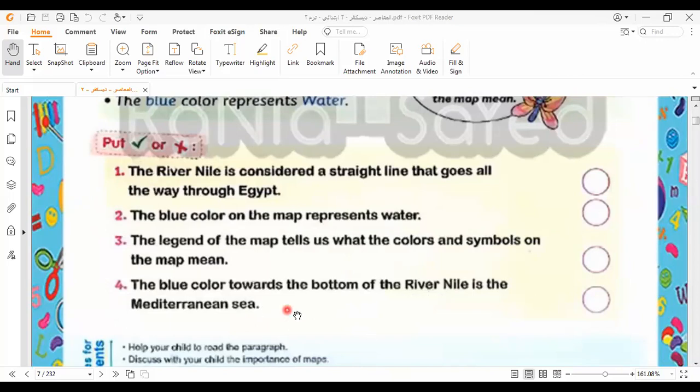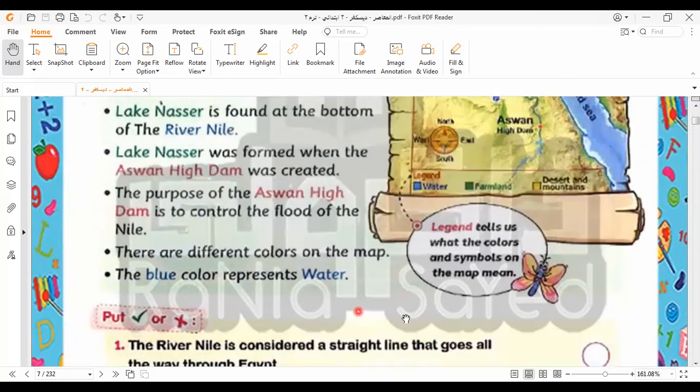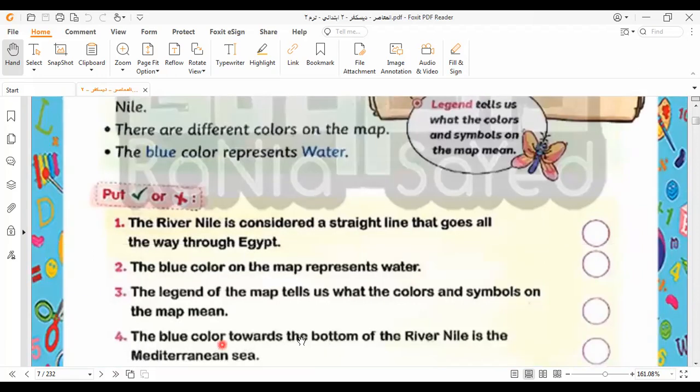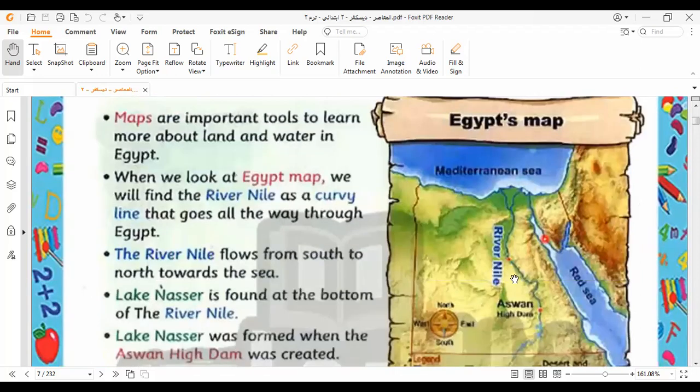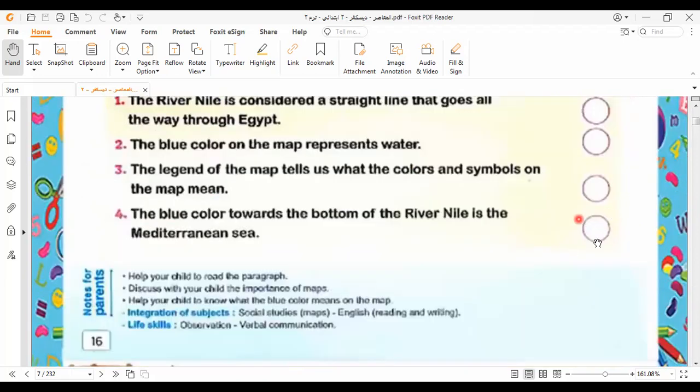The blue color towards the bottom of the river Nile is the Mediterranean Sea. No, it's not the Mediterranean. No, wrong. The blue color towards the bottom of the river Nile is Mediterranean Sea. Bottom is here. No, it's wrong. So I would say this is wrong.